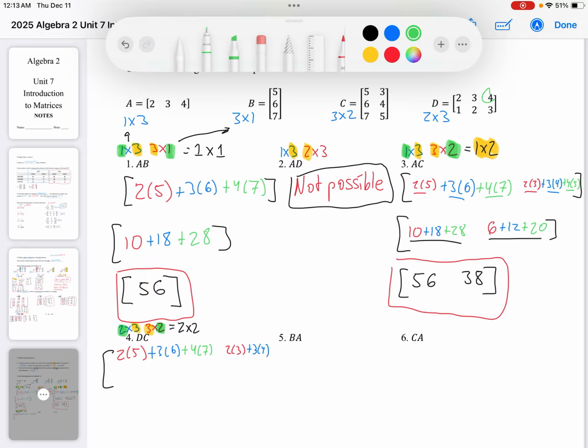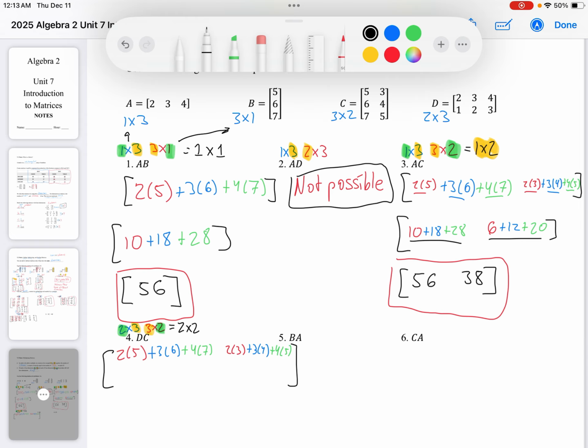And finally, the last number from the first row times the last number from the second column will be plus 4 times 5. I'll try not to move too far into the space for number 5, so that way we can still do that one later. So we'll close off that matrix there.